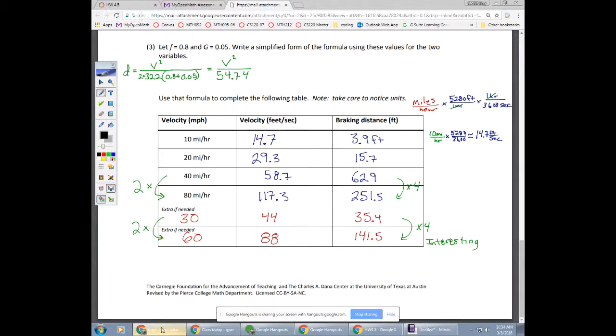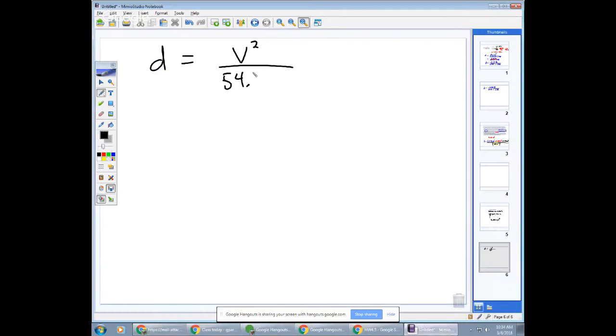Let's see, what was it? 54.74. So I want to find out what would the velocity have been if the vehicle had skidded for 70 feet.